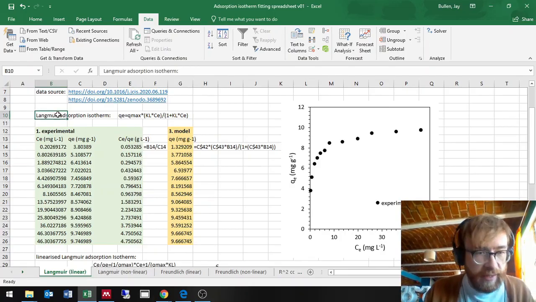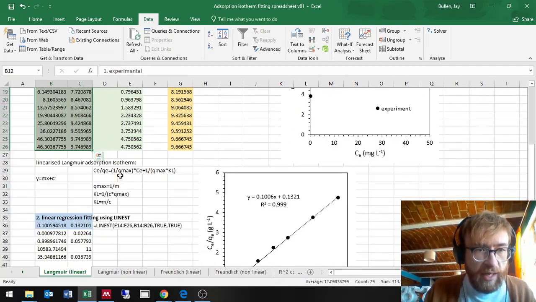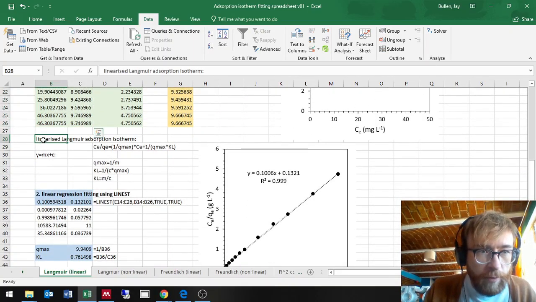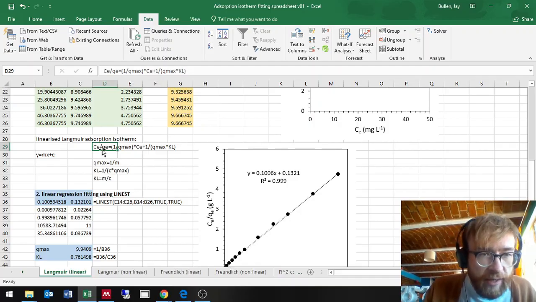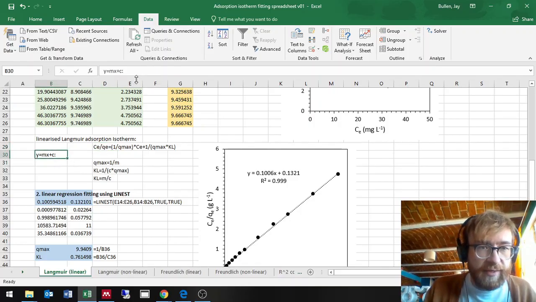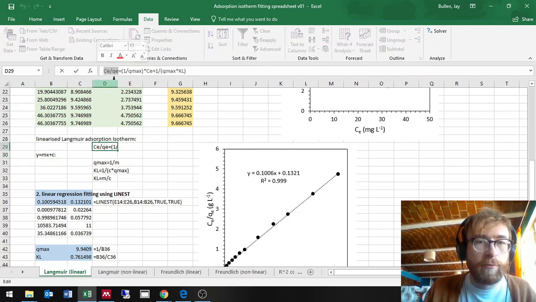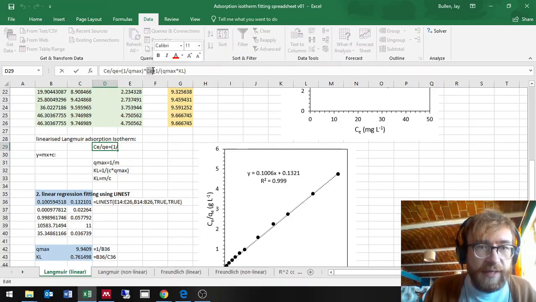And how can we fit it? Firstly, we'll look at linear fitting. This is my raw data here. One form of linearized Langmuir adsorption isotherm is this equation: CE over QE equals 1 divided by Qmax times CE, plus 1 divided by Qmax multiplied by KL. This is a linearized equation because it takes the form y equals mx plus c, where y equals CE divided by QE and x equals CE.